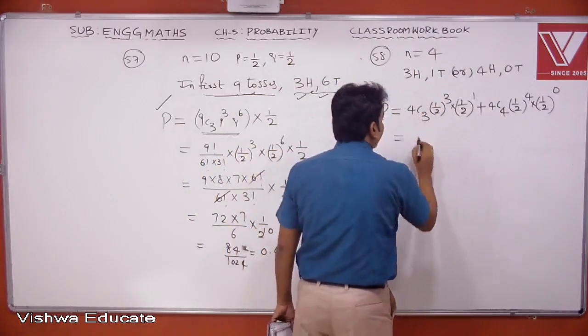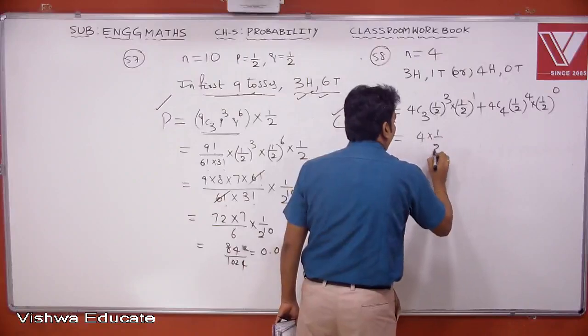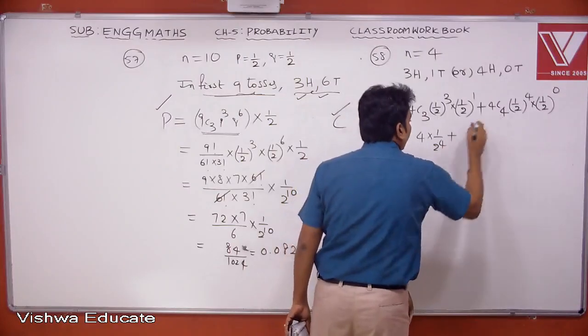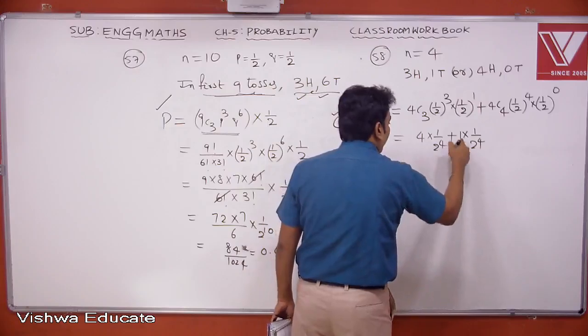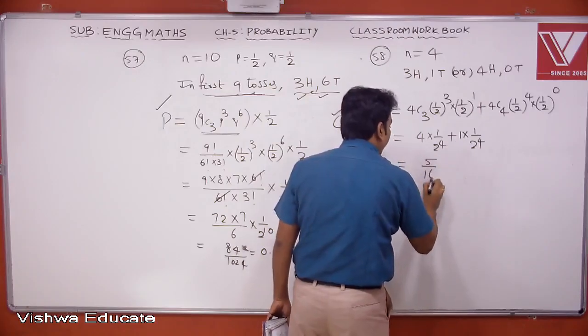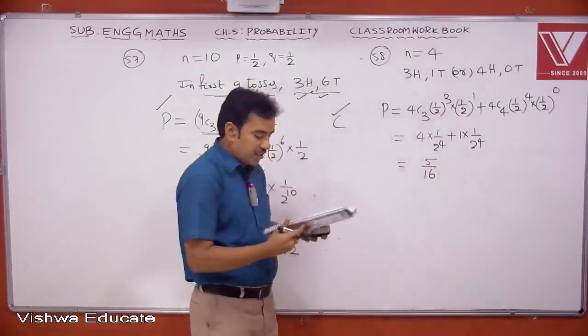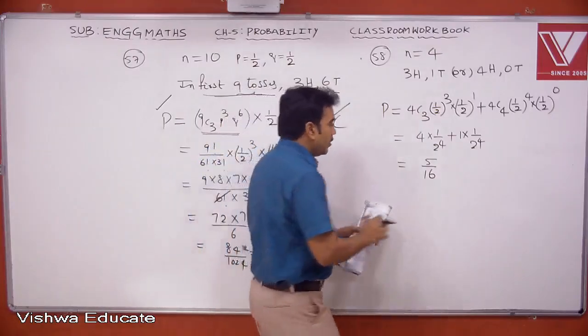Now 4c3 is 4, times (1/2)^4. 4c4 is 1, so 1 into (1/2)^4. So this is (4 plus 1) by 2^4, which is 5 by 2^4. This is nothing but 5 by 16. So the answer is option D.